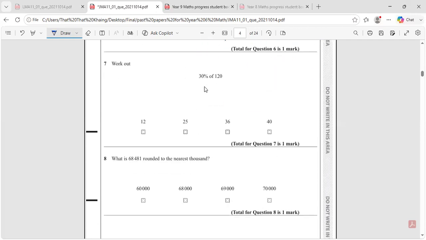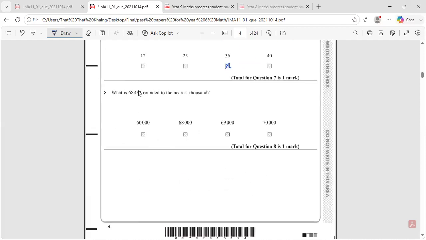For 7, 30% of 120. So for this kind of percentage problem, we can think of percentage depending on 100, right? So that's why divide by 100. Okay, like that. 12 times 3, 36.